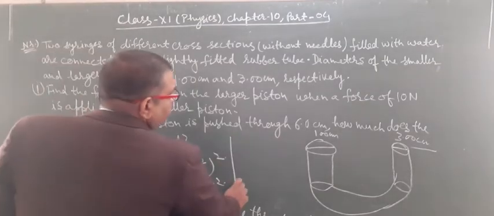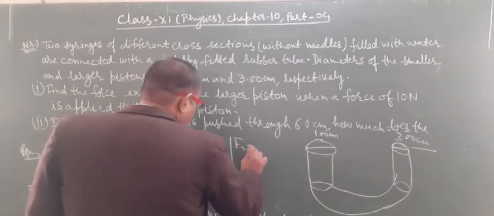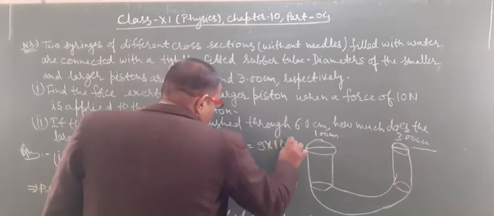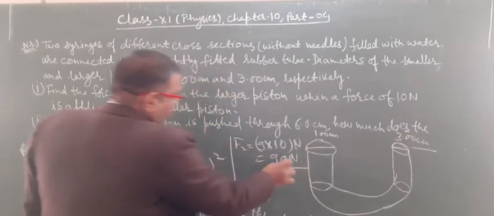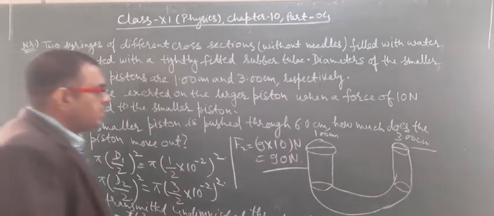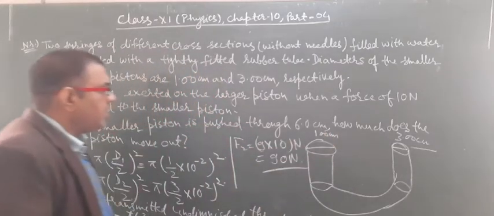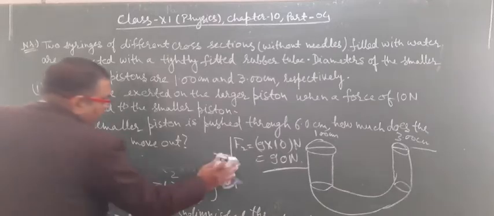So a force of 10 Newton is applied. F2 is equal to 9 into 10, that is equal to 90 Newton. Means a force of 90 Newton is experienced by the larger piston if a 10 Newton force is applied at this smaller piston. Now look at the second part of the question. This first part is simply formula based, I have solved it.